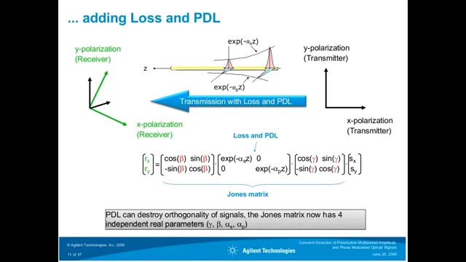So in total, you have 4 independent numbers to describe the channel matrix, or the Jones matrix in this case, and PDL, of course, destroys the orthogonality of the signals. In a worst case, where there is a polarizer, then of course the two signals from the transmitter will collapse to one polarization at the receiver.